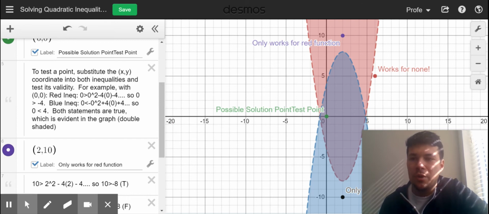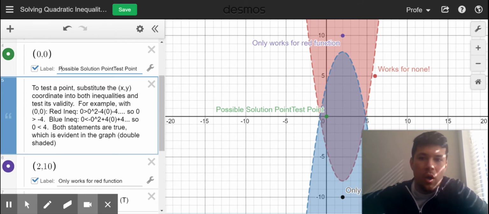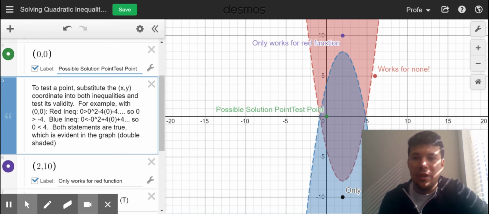0, 0 is a very simple one to try out, all right? So what I put right here is that to test a point, all you have to do is substitute the xy coordinate into both inequalities. So for example, if I'm testing 0, 0, I'm going to substitute 0 in for y and 0 in for x for the first inequality. All right. And I showed you the steps. And I end up with a statement that says 0 is greater than negative 4. That's a true statement. For my blue inequality, when I substitute 0 for both x and y, I end up, after simplifying, with 0 is less than 4. That is also a true statement. So you notice that 0, 0 is a point that works for both inequalities. That's why it's in the double shaded region.